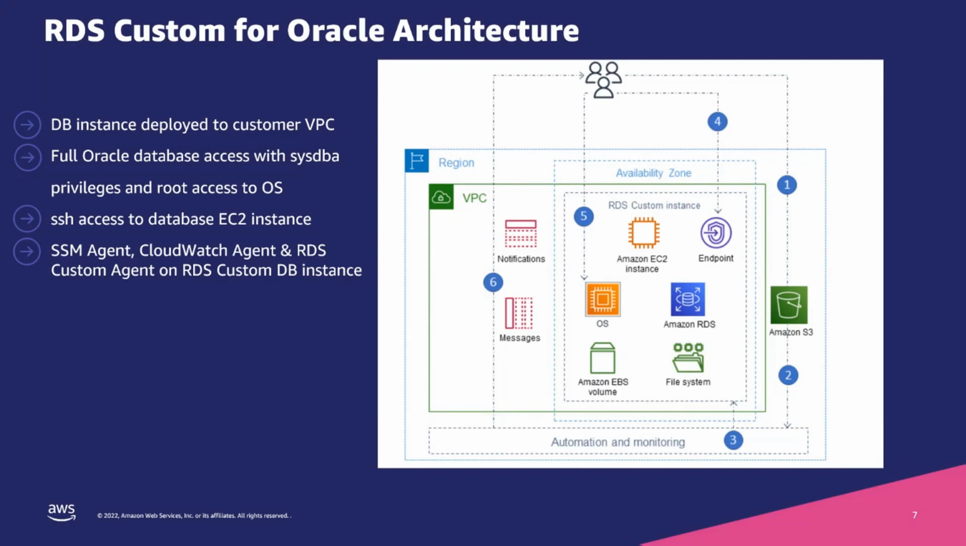In addition to these, there is an automation and monitoring layer. This automation software runs outside of your DB instance, and this software communicates constantly with the agents that are running on the database instance. Primarily, there are 3 agents running on the DB instance. They are the SSM agent, the CloudWatch agent, and the RDS Custom agent.